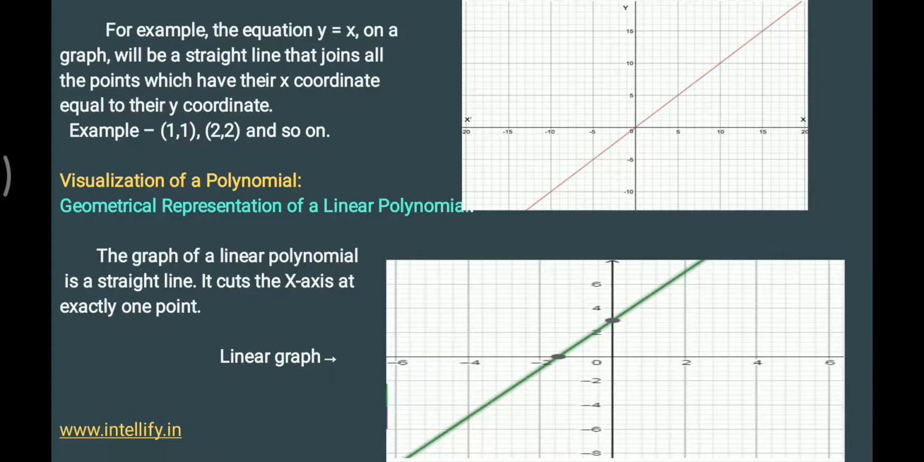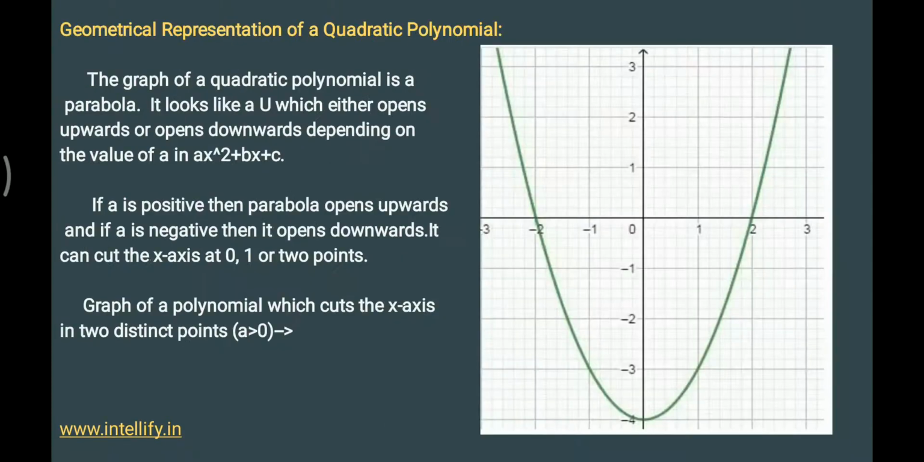Let's go to the visualization of a polynomial, the geometric representation of a linear polynomial. The graph of the linear polynomial is a straight line. It cuts the x-axis at exactly one point. Here we can see it cuts nearly at -2, something like that. Then it is said to be a linear polynomial. If it cuts only at one point, then it is said to be a linear polynomial. If it cuts at 2 points, then it is said to be quadratic.